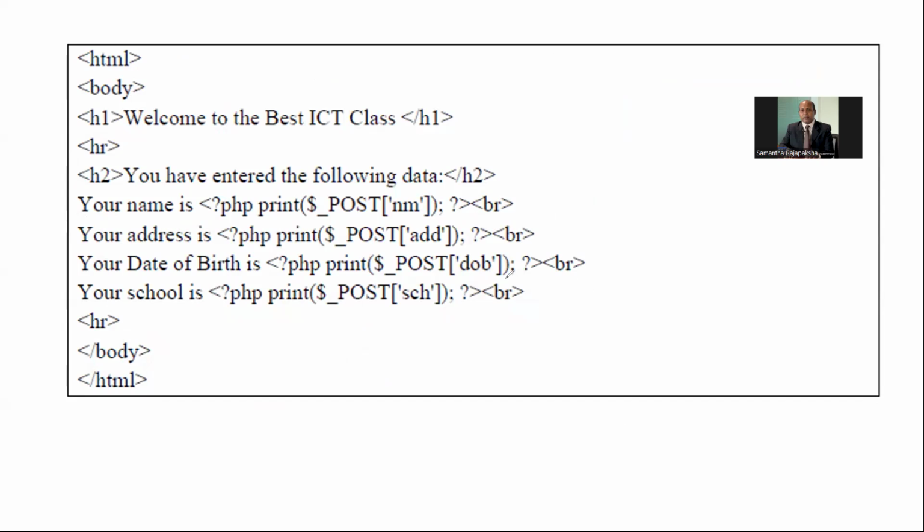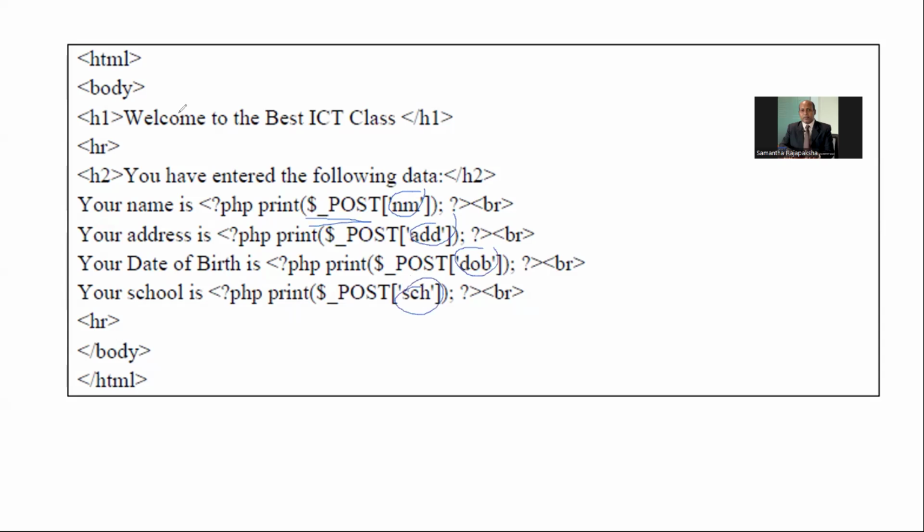HTML is actually for describing the web page. But you can't do programming with HTML, like addition, subtraction, looping, selection, if then else. That can't be done with HTML, but you can do that with PHP. So this is the way you can get the value using $_POST. This is the name, this is the address, this is the date of birth, and this is school.